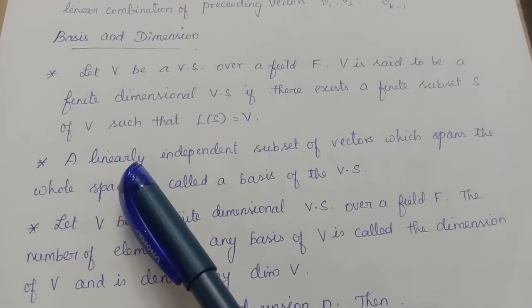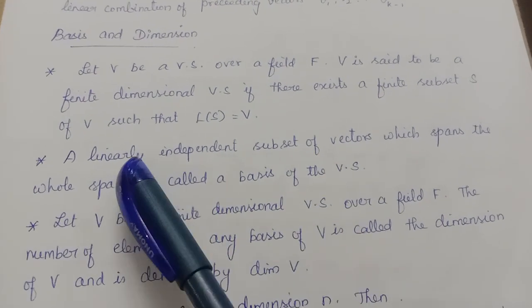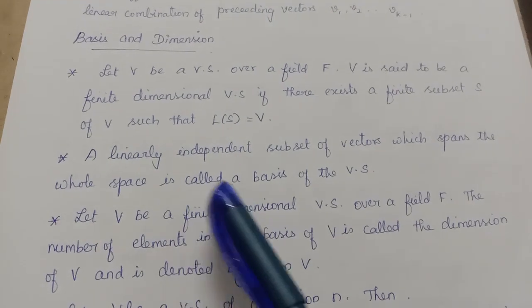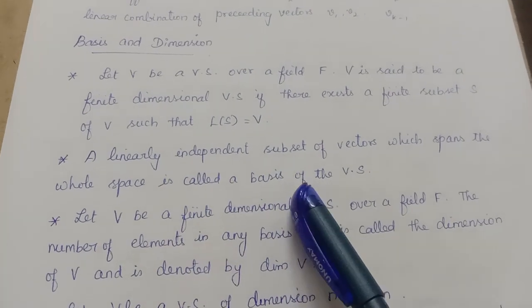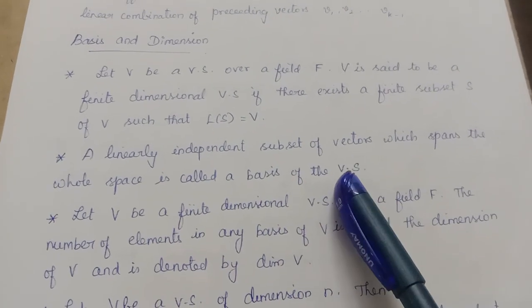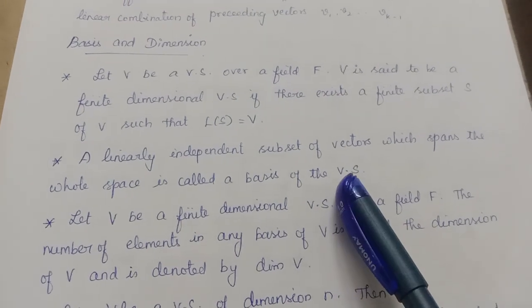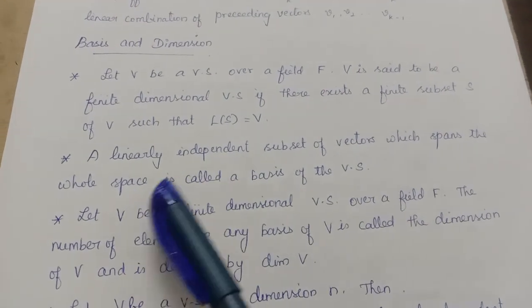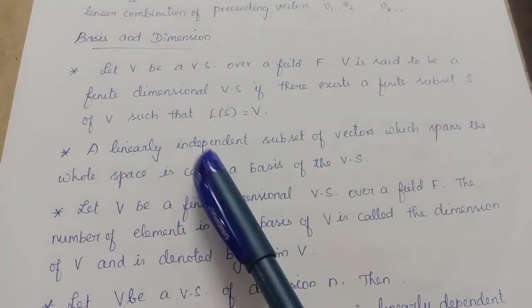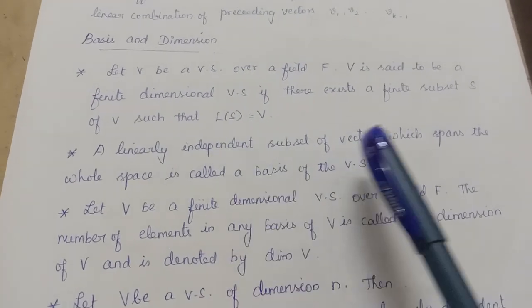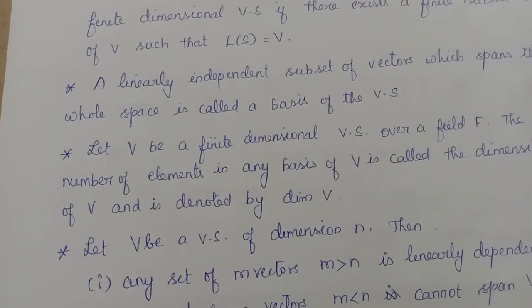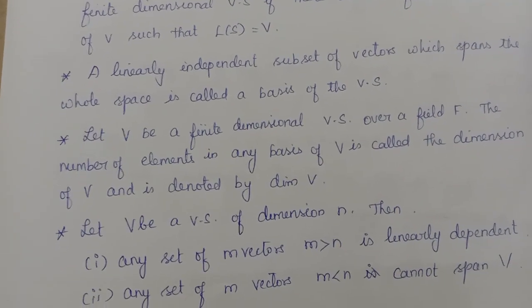Then what is a basis? A linearly independent set which also spans the whole space is called a basis. That is, if a vector space is spanned by a subset which is also linearly independent, that is called a basis. So for a basis we need both things: linearly independent and spanning the whole space. Both conditions are required for a set to be a basis for the given vector space.